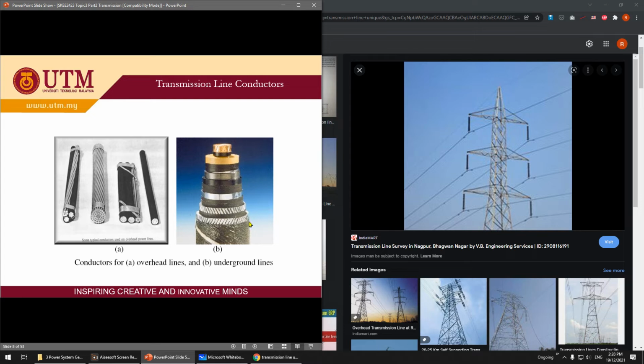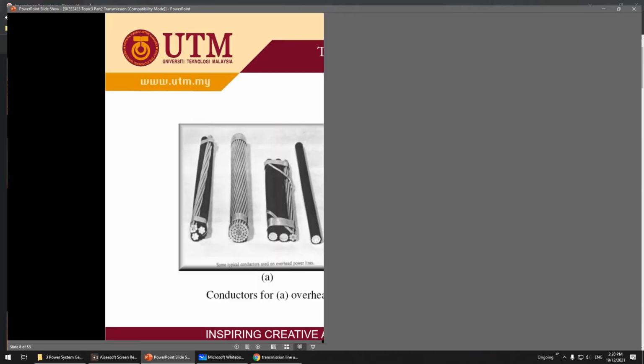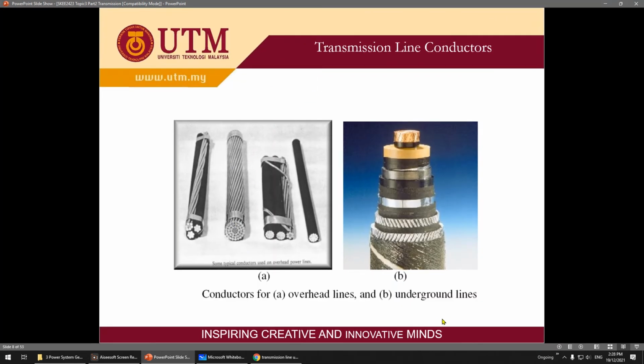This is the conductor for overhead line. You can see here, overhead line is a bare wire. And this one is underground line. You can see here there is a lot of insulation and metal to protect the cable. So that's why it is much more costly, because you have a lot of material here, but bare wire is much cheaper.